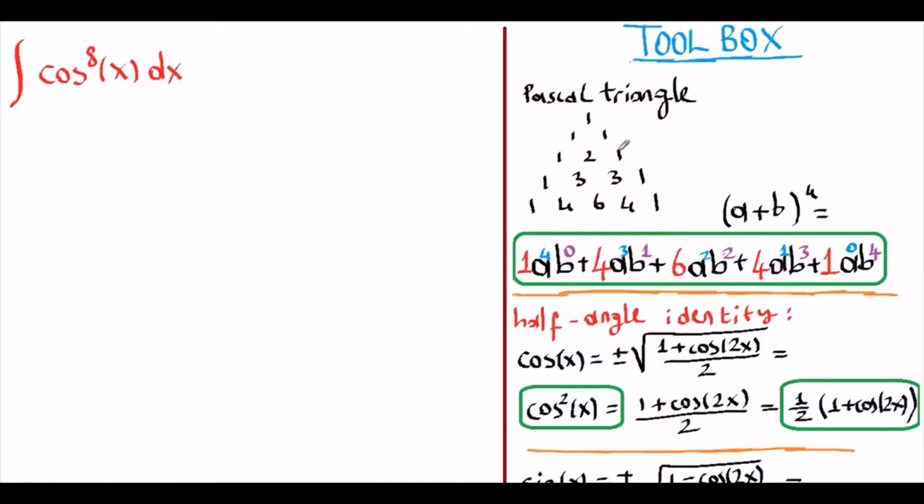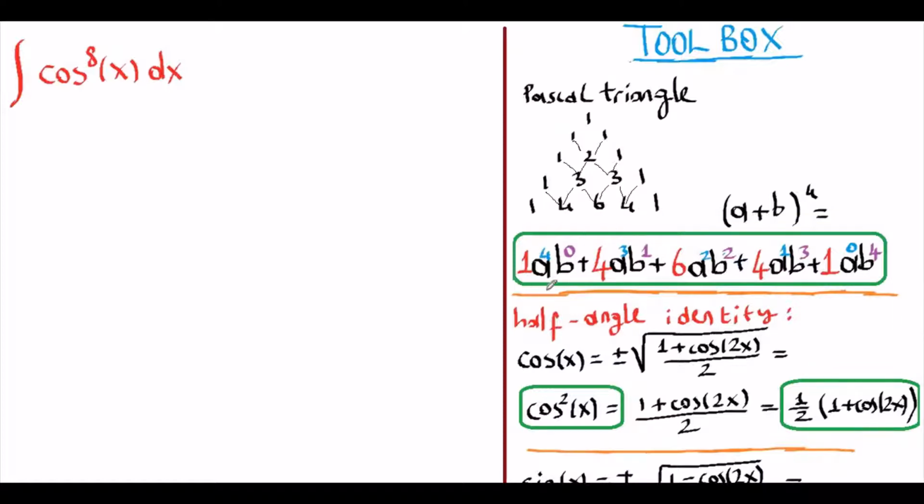We write 1 1 1 and then we obtain the next line by adding the terms. So 1 plus 1 is 2 and edges are always 1. So 1 plus 2 is 3, 2 plus 1 is 3, and edges are always 1. 1 plus 3 is 4, 3 plus 3 is 6, and 3 plus 1 is 4. Edges are always 1. So what do these numbers mean?